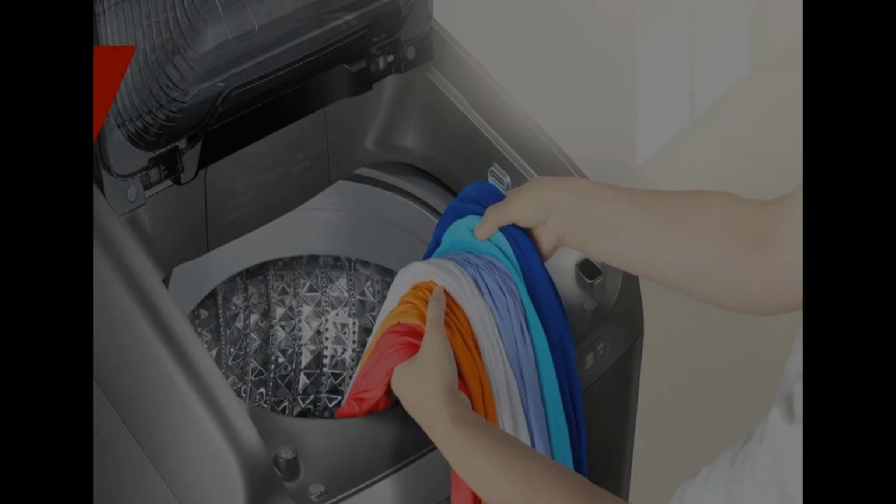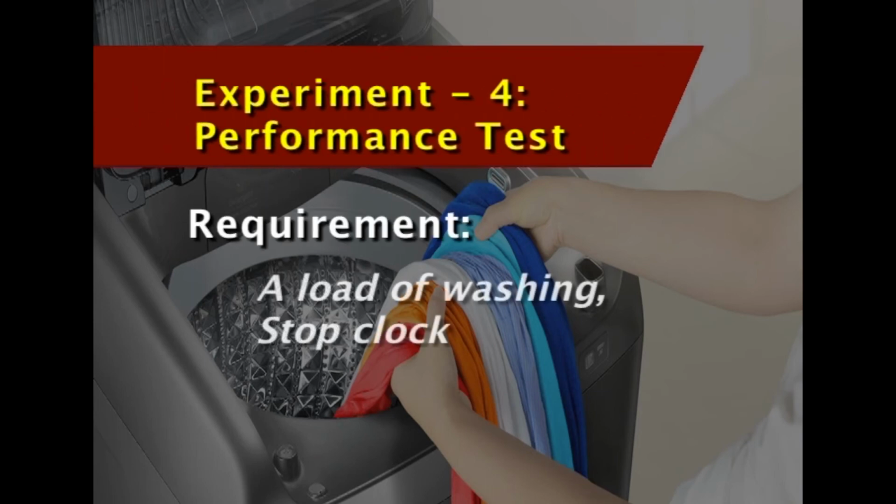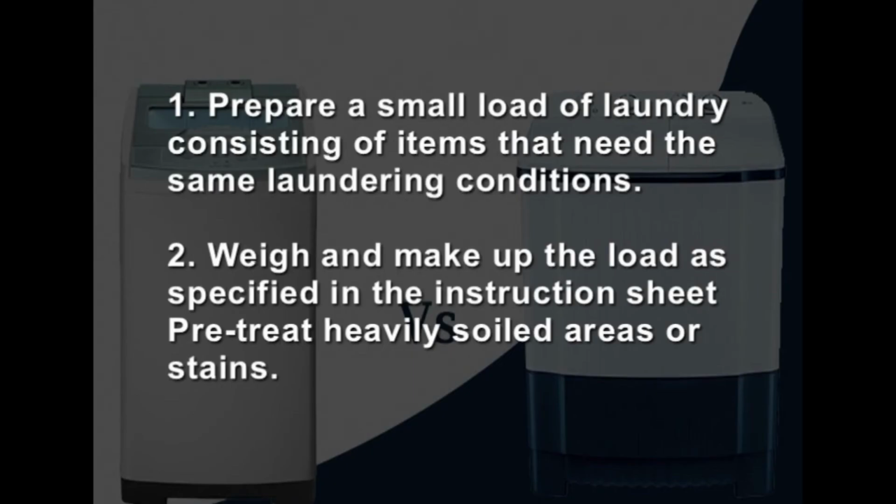The next experiment is on the performance test. The aim is to find out the performance of the given washing machine. The requirements for this are a load of washing and a stop clock. And here is the procedure. Prepare a small load of laundry consisting of items that need the same laundering conditions. Weigh and make up the load as specified in the instruction sheet.